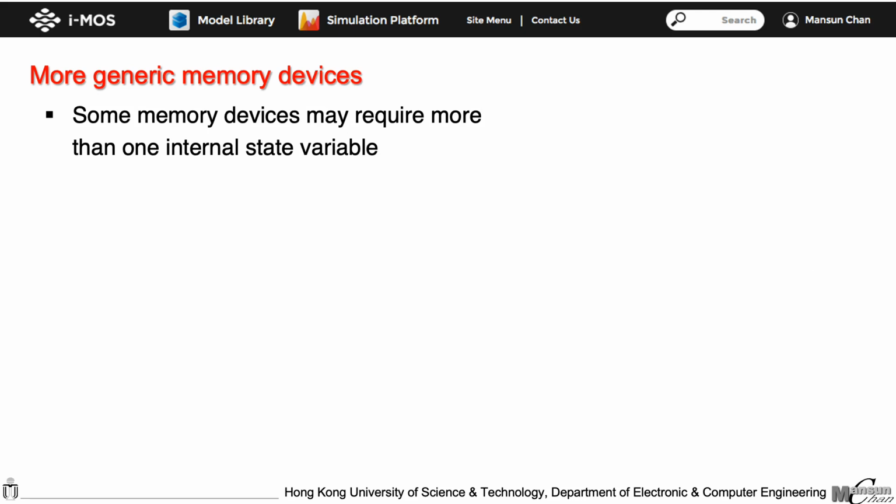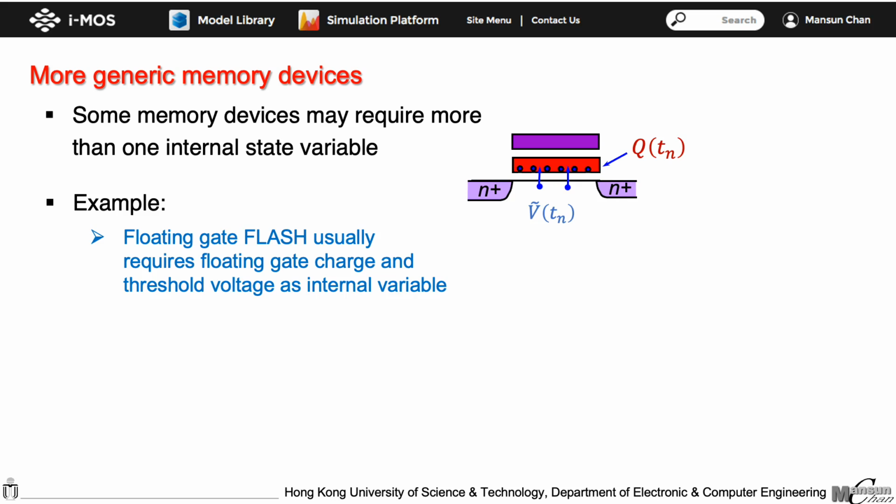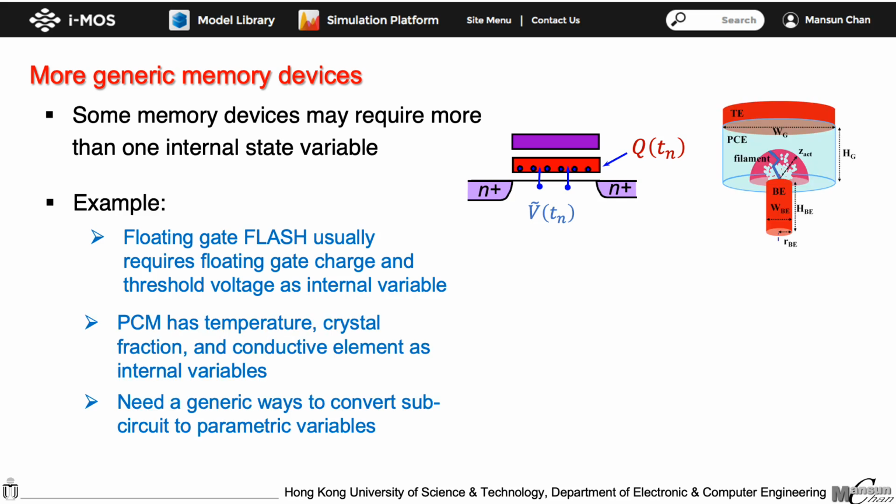RAM is actually a relatively simple device that can be modeled by using only one internal state variable. Many other memory devices may require more than one internal state variable to capture the correct physical behavior. For example, a floating-gate flash memory cell usually requires two state variables to keep track of the floating-gate charge and the threshold voltage of the device. In phase-change memory, there are as many as four internal state variables to keep track of the instantaneous temperature, the size of the active region, the crystal fraction of the amorphous region, and the existence of the dynamic filament.